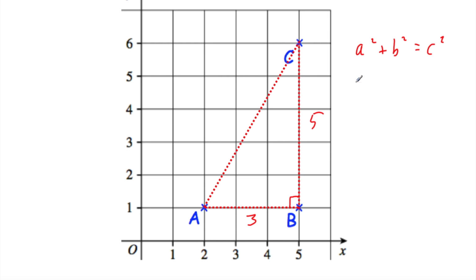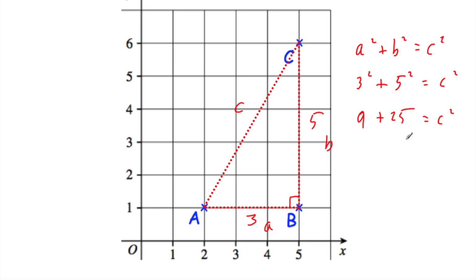So let's substitute those values in. Let's label them, a and b being the 2 shorter sides, and c is the longest side, the hypotenuse. So instead of a squared, we've got 3 squared, plus, instead of b squared, we've got 5 squared, and that's equal to c squared. 3 squared is equal to 9. You'll notice this looks a bit familiar to the last question. 5 squared is equal to 25, and that's equal to c squared.